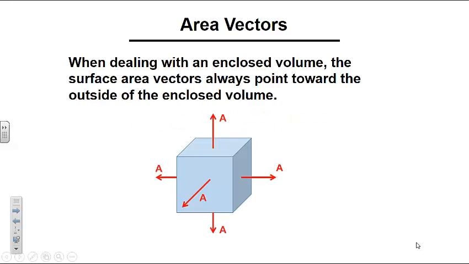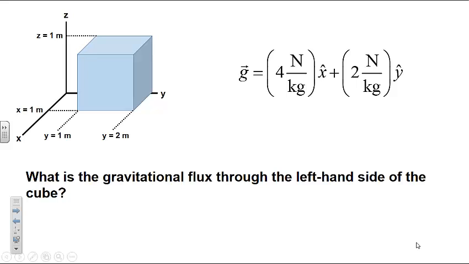When dealing with a closed volume, the surface area vectors always point toward the outside of the volume. Let's calculate the gravitational flux of this gravitational field through the left-hand side of this cube. Since our system is a closed surface, the area vector must point toward the outside of the cube, and thus for the left-hand side of the cube points in the negative y-axis direction. The magnitude of the area vector is the area of a rectangle with sides dx and dz.